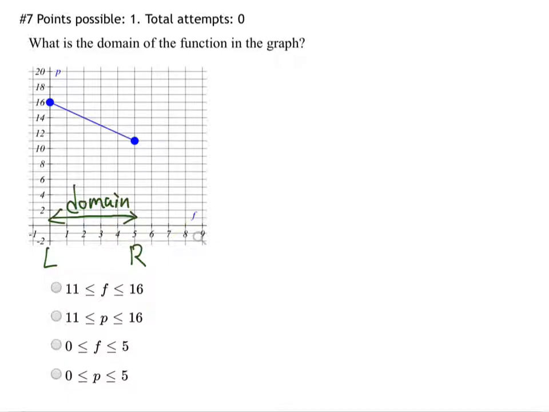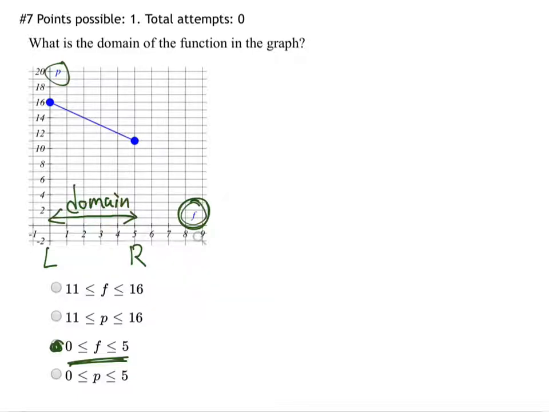Oh, is it F or? F. Oh, yeah, it's F. They're trying to trick us with that P stuff. Yeah, don't pay attention. F is the x-axis, P is the y. That's tricky of them. I'm not going to put that on a test. Yeah, it's the F. They put the F, that was weird what they did. All right, anyway, yeah, 0 to 5.